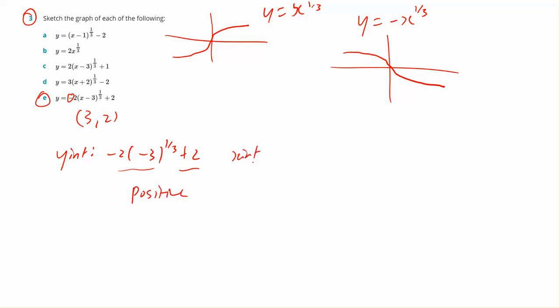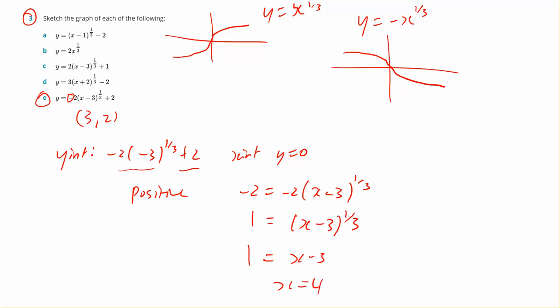X-intercept, y equals 0. So I'm going to move the 2 to the other side. I'm going to divide both sides by negative 2, so 1 on the one side, and x minus 3 to the power a third. Cube both sides, so 1 cubed is 1. You're left with x minus 3. X would equal 4. Okay, so we've got an idea what it looks like.